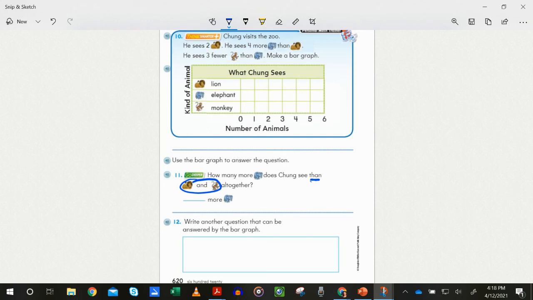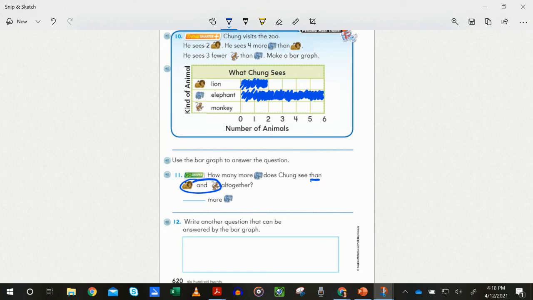Okay, let's go back up to number 10. It says he has 2 lions. You should have 2 spots full for the lions. 4 more elephants than lions. So we're going to have the lion number and then get 4 more. 1, 2, 3, 4. So we're all the way up to 6 on elephants.